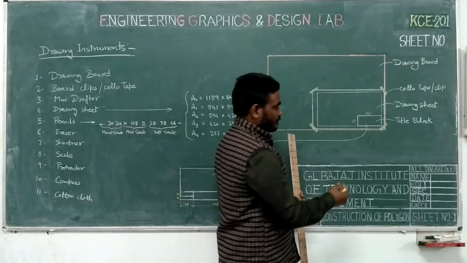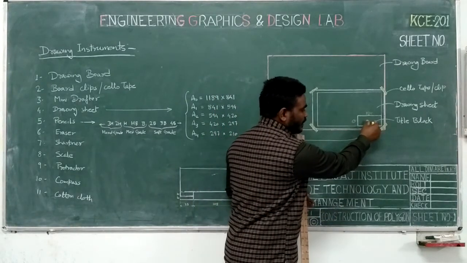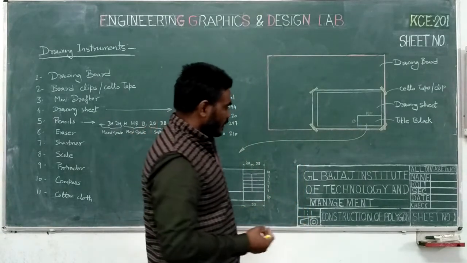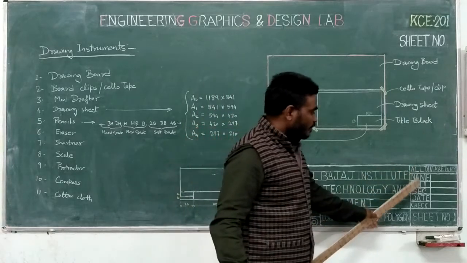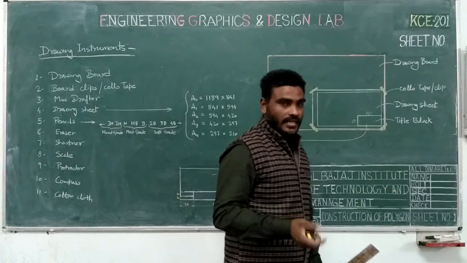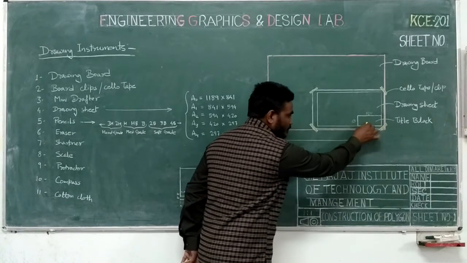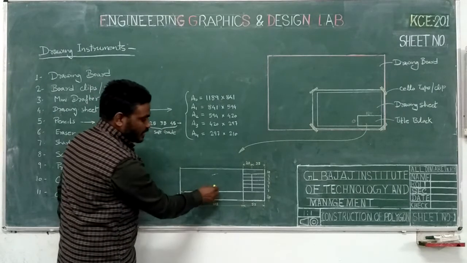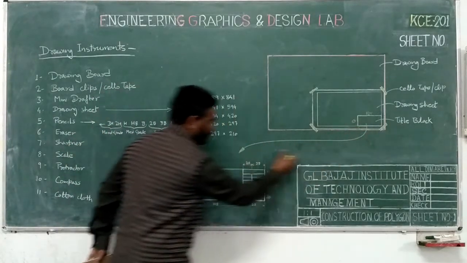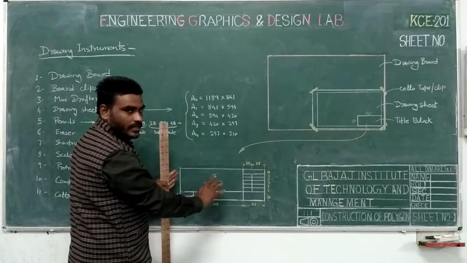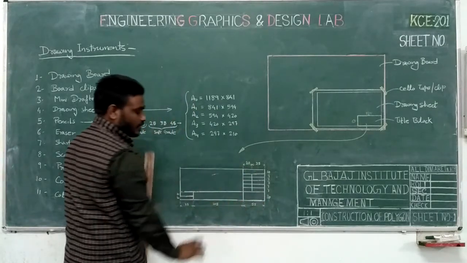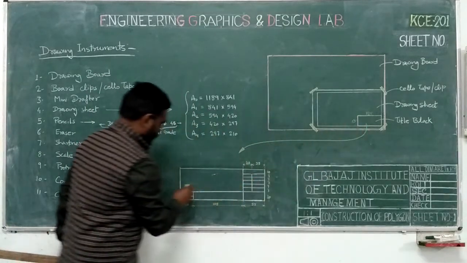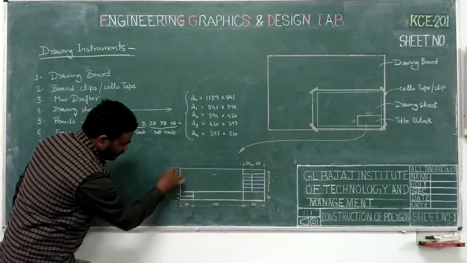We have to further divide it into different dimensions for placing different things like our college name, our name, roll number, section, date, checked by, and further it will be divided into this dimension. This is nothing but the title block. Here I have drawn it in an enlarged size for clear view. This is 65. This is total 65.